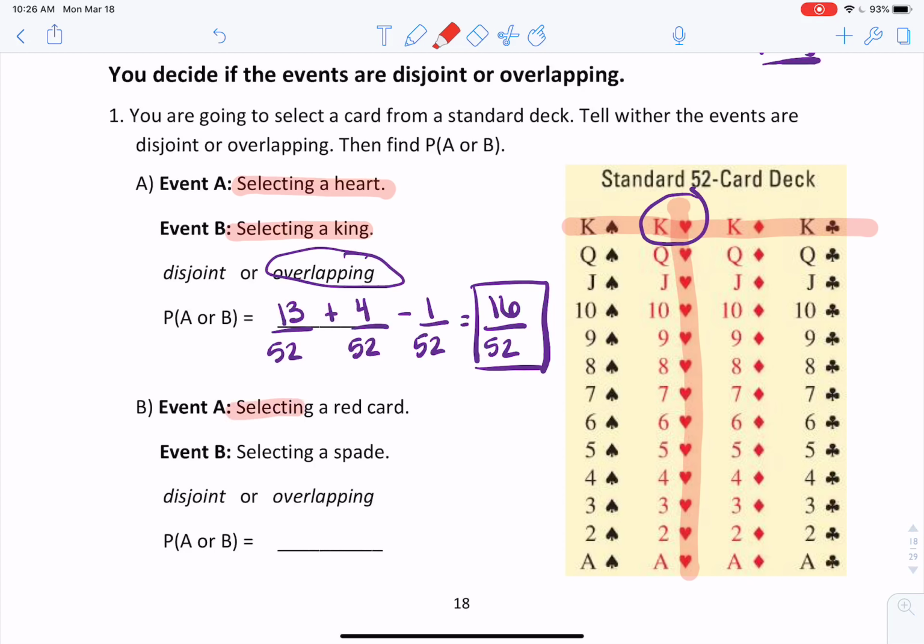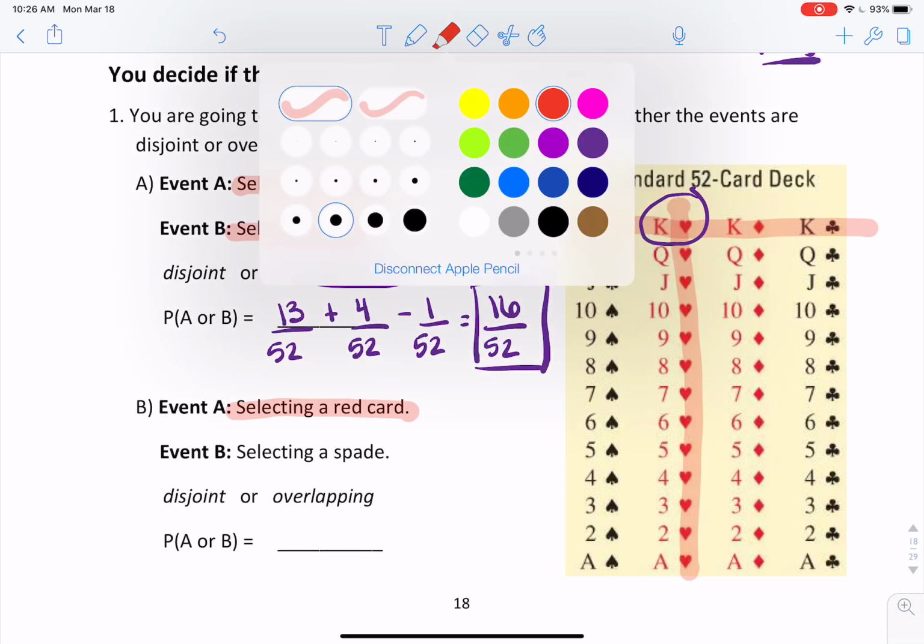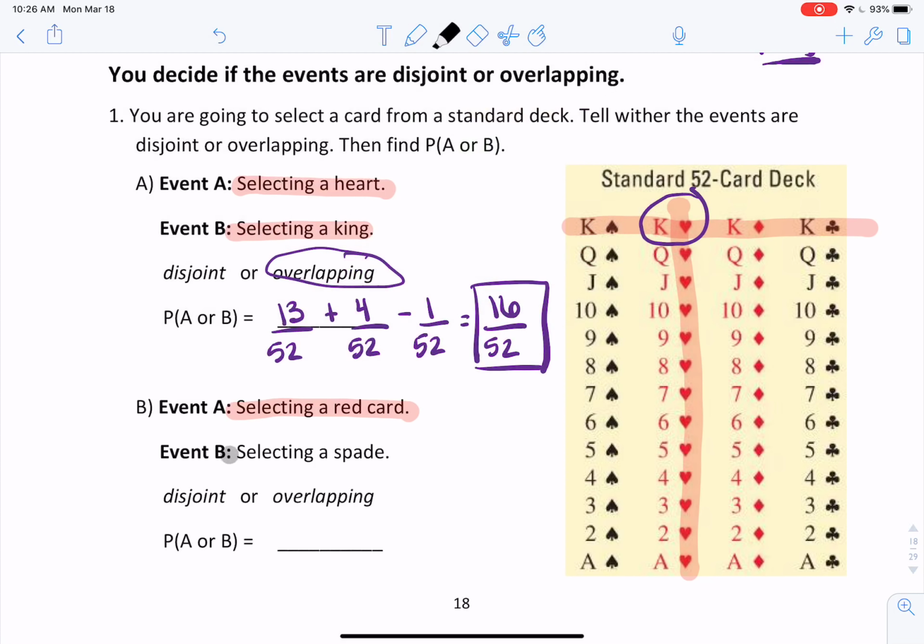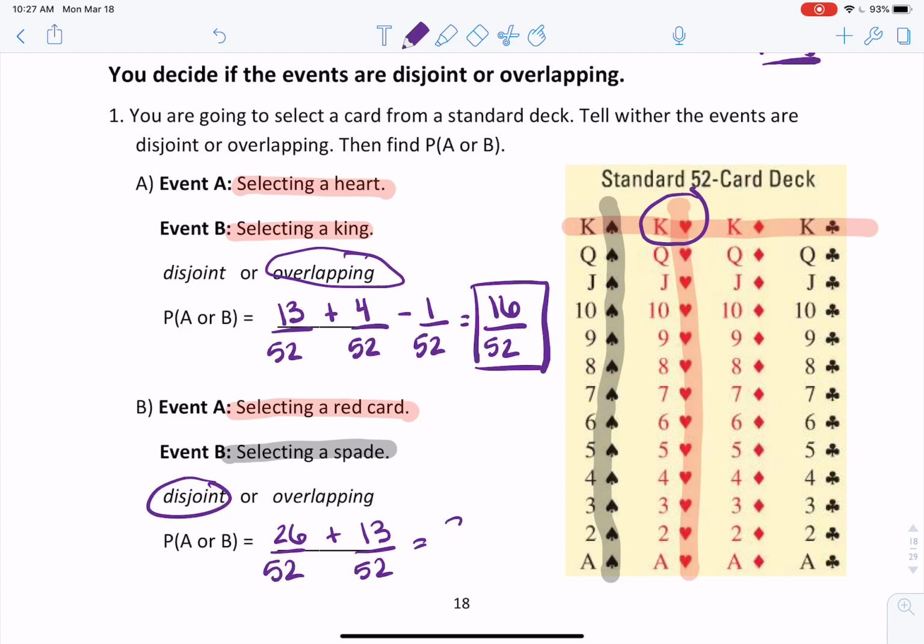Here, selecting a red card is event A, and selecting a spade, which is a black card. So take notice, here are the spades. We don't have any red cards that are a spade. So these events are disjoint. So we'll just take the probability of selecting a red card, which is 26 red cards, over 52, plus selecting a spade, there's 13 spades. So that's 39 over 52.